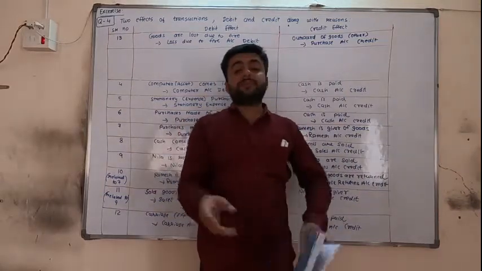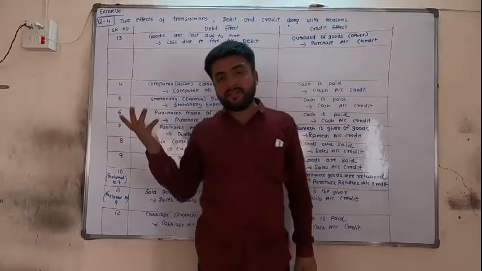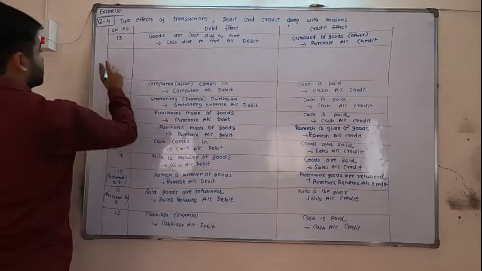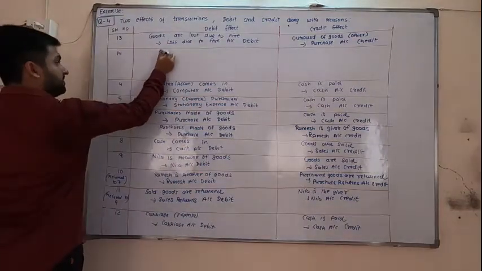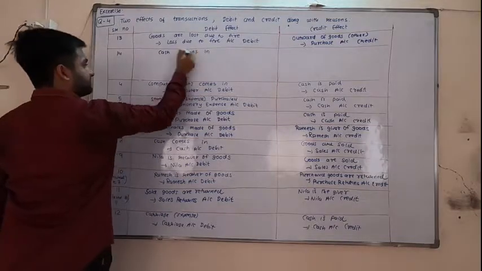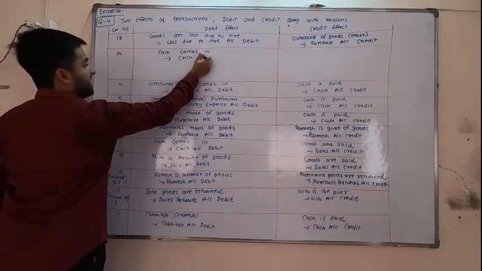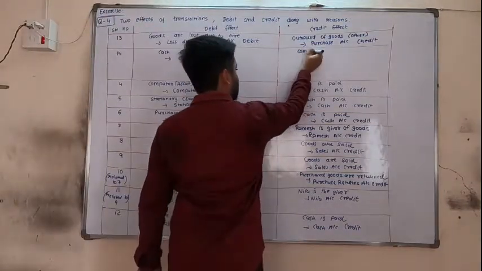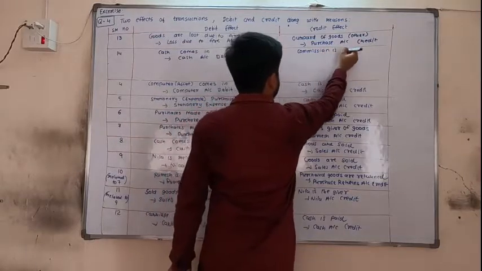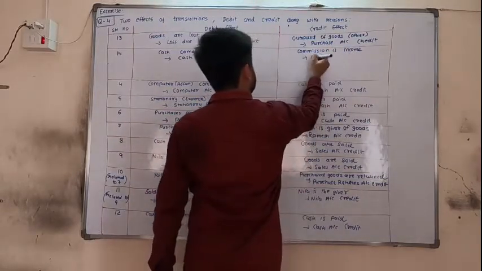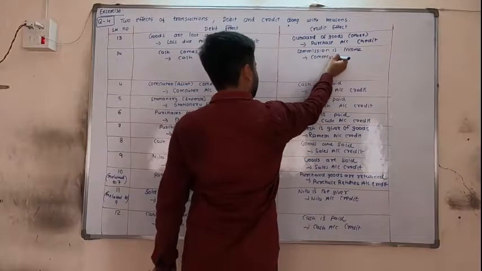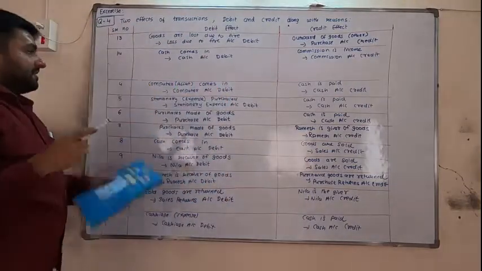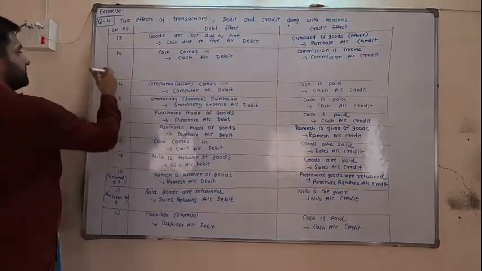Commission received means cash is coming in, so cash debit. Commission is the income because it is received. If it is paid, it is the expense. Number 40. Cash comes in. Cash account debit. Commission is income. Commission account credit. Now we have the last transaction.